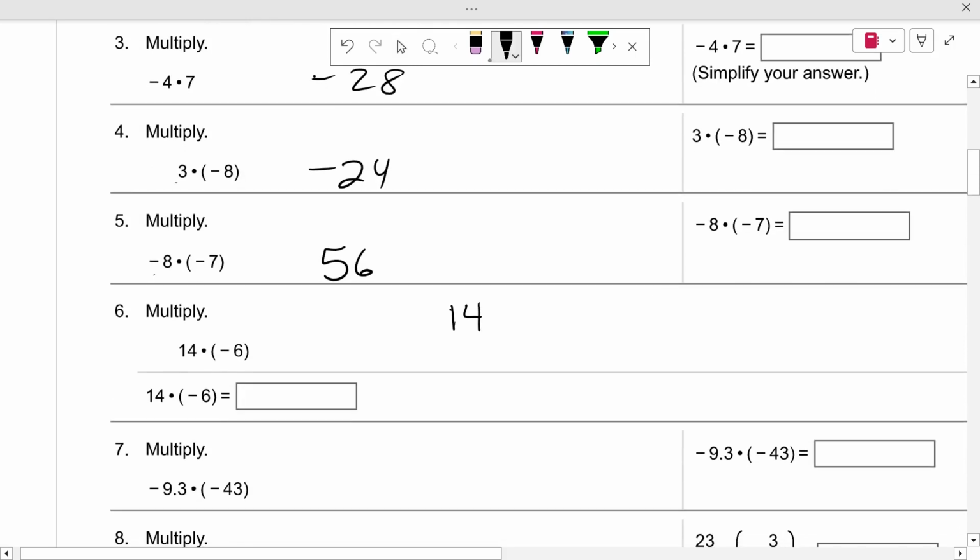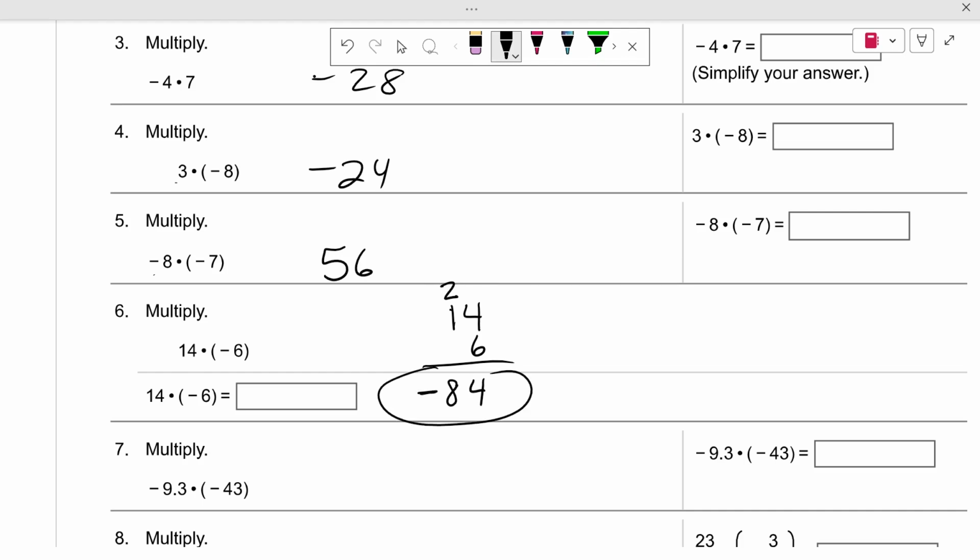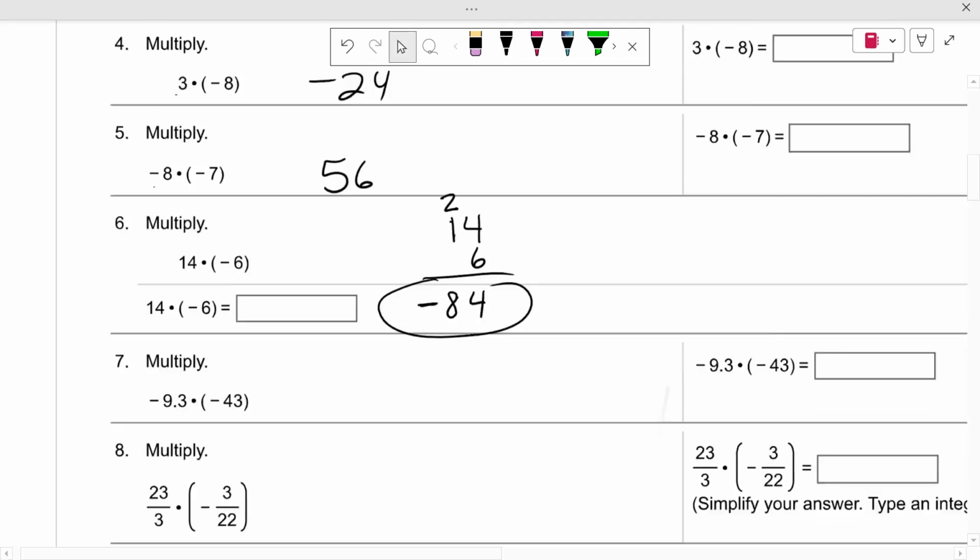So if you don't remember how to do that, write the bigger one on top, smaller one on the bottom. 6 times 4 is 24, carry the 2. 6 times 1 is 6, plus 2 is 8. So it'll be negative 84 because there's 1 negative sign. There's an odd number of negative signs, so it's negative.